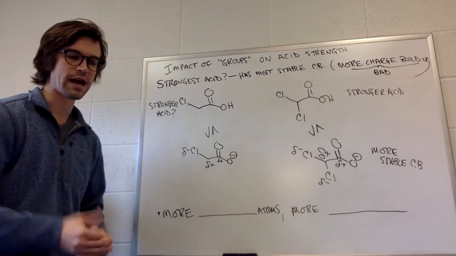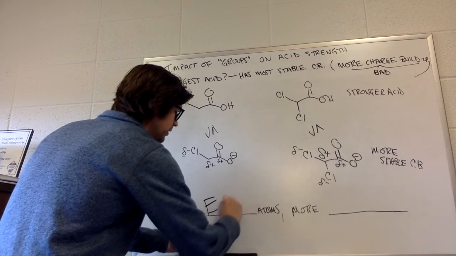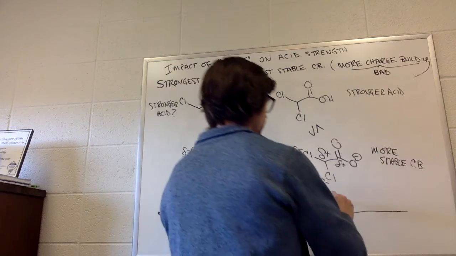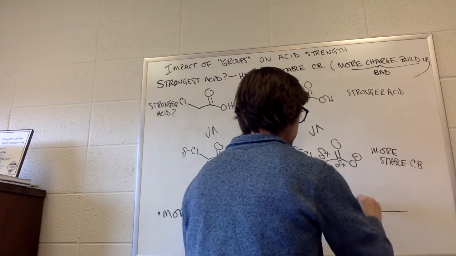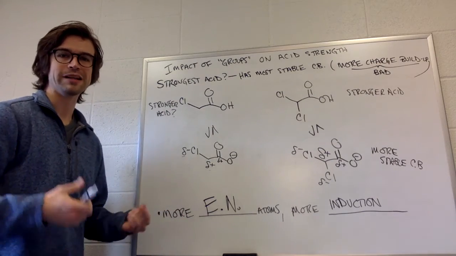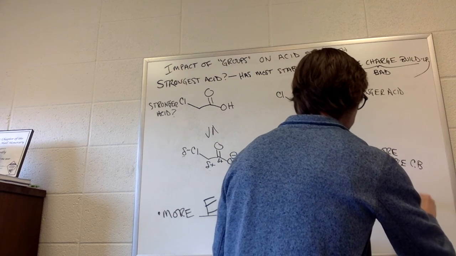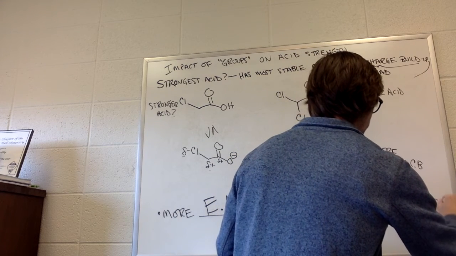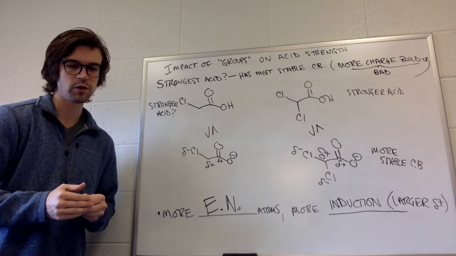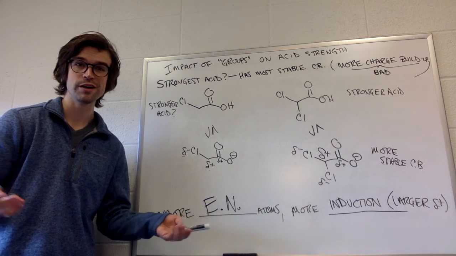So breaking that down, if there are more electronegative atoms, so we should put EN for electronegative, more electronegative atoms, there's more induction that would occur. And if there's more induction occurring, that means that the partial positive is going to be larger. So that means a larger partial positive if there's more induction. Yeah, we're going to talk more about acid-base chemistry continuing.